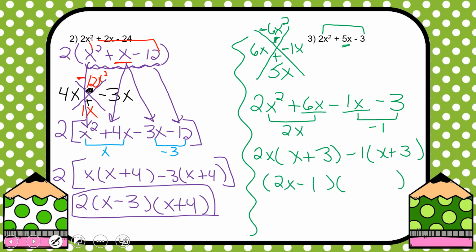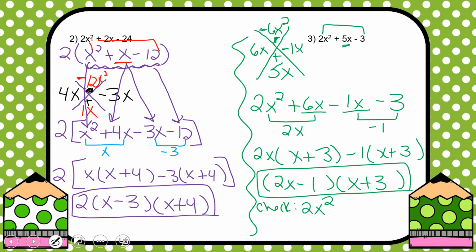One of these has to be the GCF, and one of these has to be the match. There we go. That's it. Now I can do a check real quick. Multiply that out. 2x times x is 2x squared. 2x times 3 is 6x. Negative 1 times x is negative 1x. And negative 1 times 3 is negative 3. And combine your like terms there. I get a plus 5x in the middle, which is exactly what we began with. So that helps me know that I am doing that problem correctly.